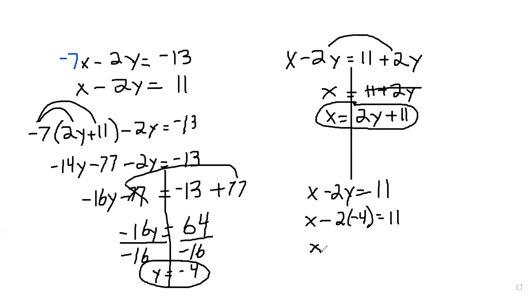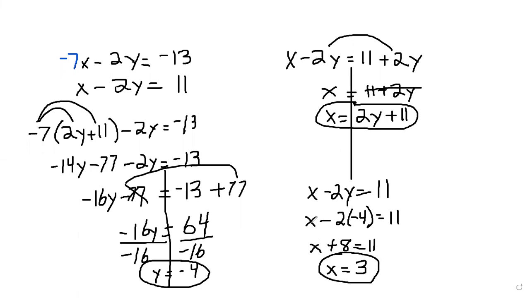So x, now what's negative 2 times negative 4? Well, that's a positive 8. x plus 8 equals 11. I bet you can just eyeball this. What number plus 8 is 11? Well, that's 3, of course. So that is our answer. x is 3 and y is negative 4.